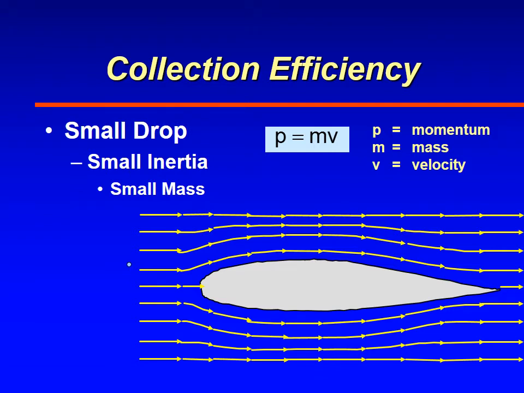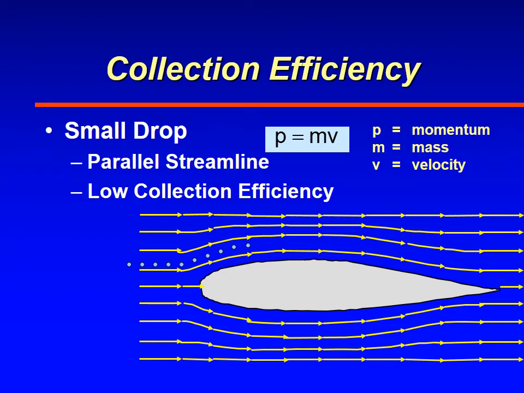On the other hand, the smaller drops have less mass, and mass times velocity gives you momentum, which means they don't have much momentum. They have much smaller inertia. In other words, if they weigh less and they're moving at a certain speed, they will tend to be deflected more. As a result, they tend to follow the streamlines around the airfoil because they're more easily deflected.